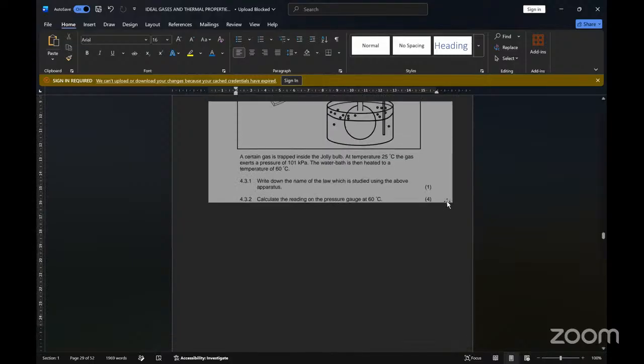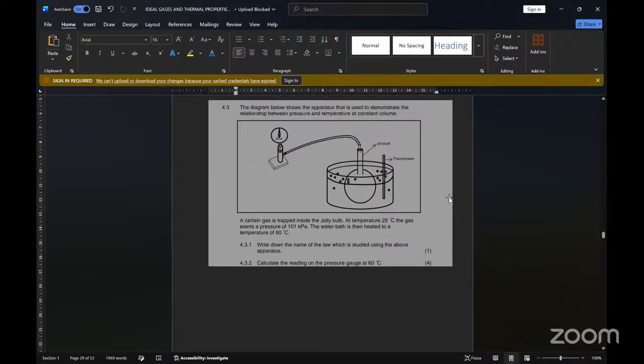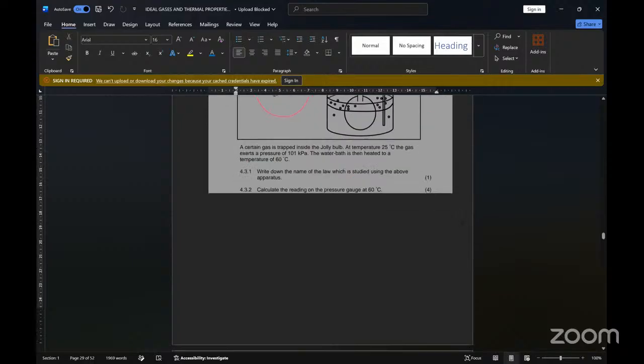Okay? So it's similar to what I said. So when you see the apparatus, you must check. There is a thermometer here for temperature. And then even though they have not written pressure gauge here, this is your pressure gauge because they've written kilopascal there. So this one is for measuring pressure. And the relationship between pressure and temperature is Gay-Lussac's law. So here, under 4.3.1, you say Gay-Lussac's law, something like that. Then you are done. Then you go to 4.3.2.